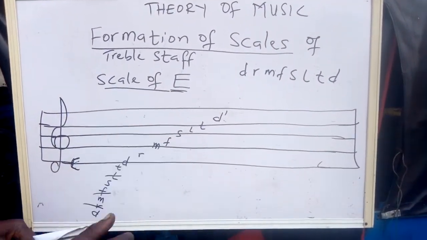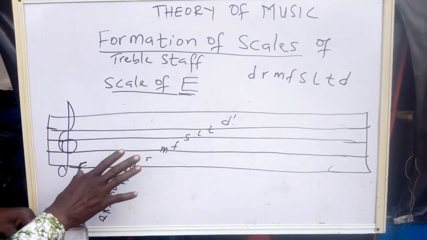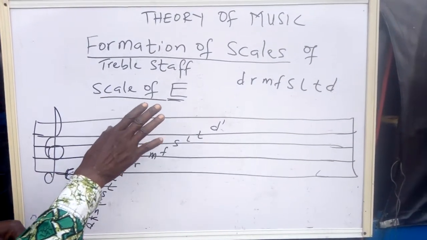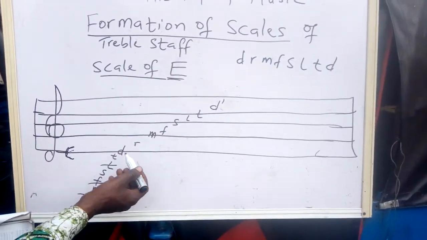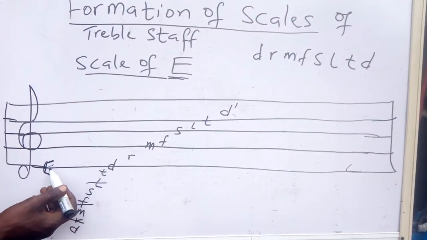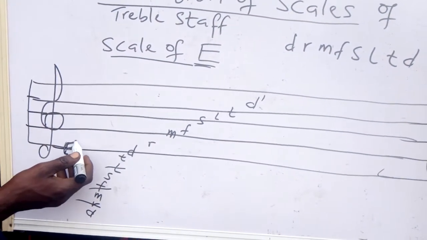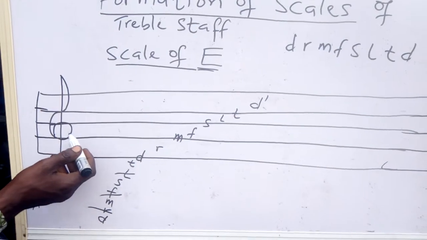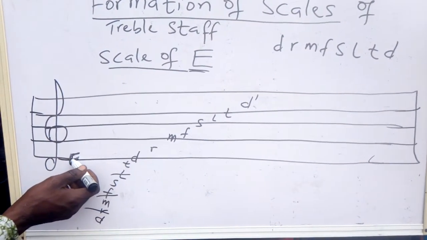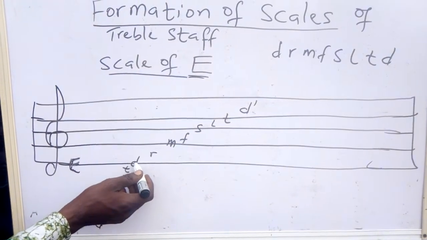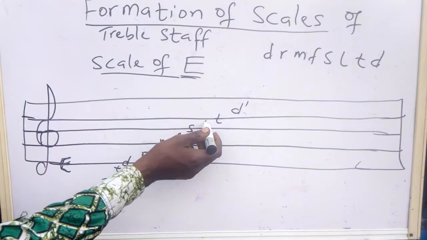When we talk about scale, for you to form the scale of any note, for any key, the do is going to start from the position of that particular key. For instance, let's say the name E here serves as a key, and we can call it key E. Where your E is, your do will be there. Then your re will follow, mi on the line, fa in space, sol, la, ti, do.